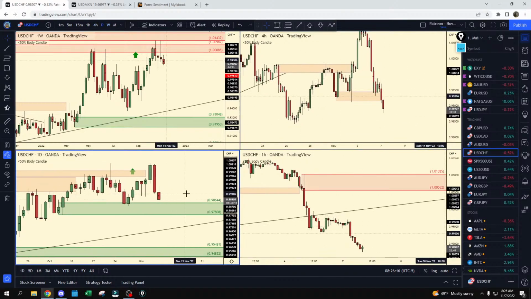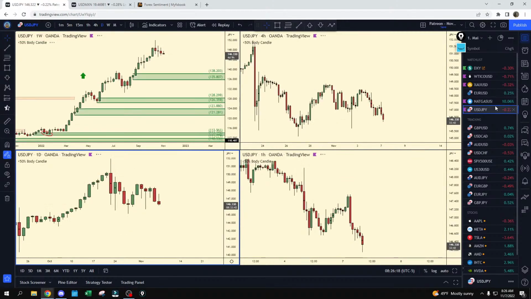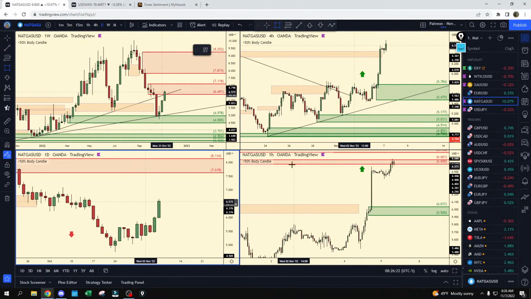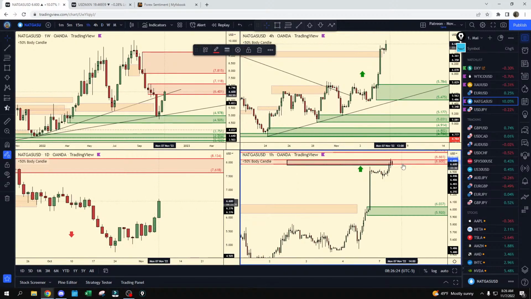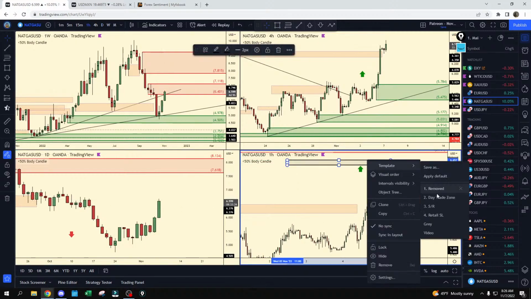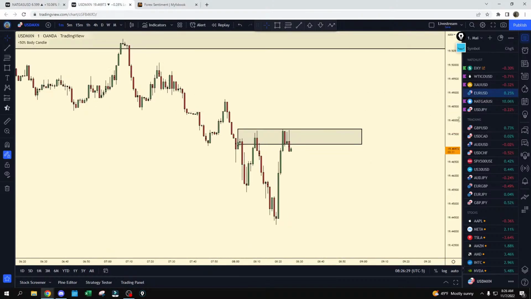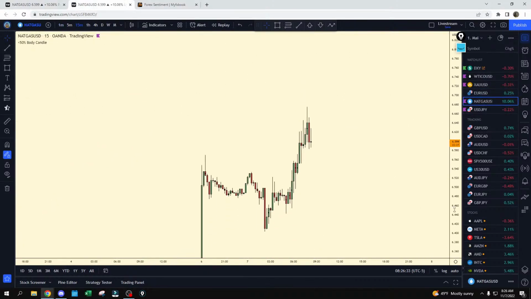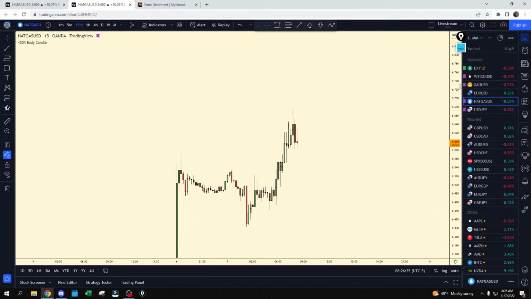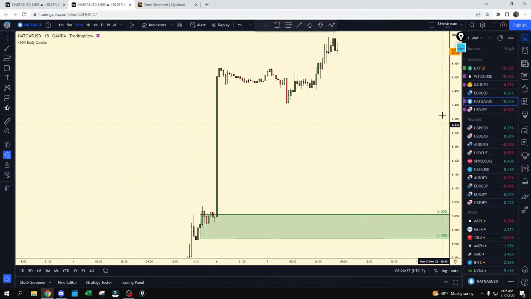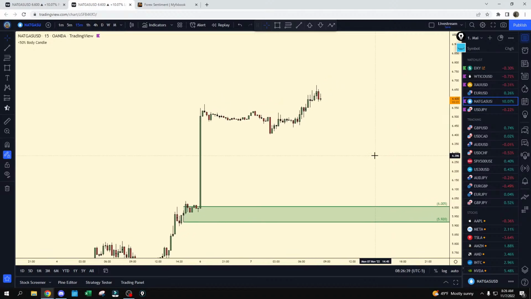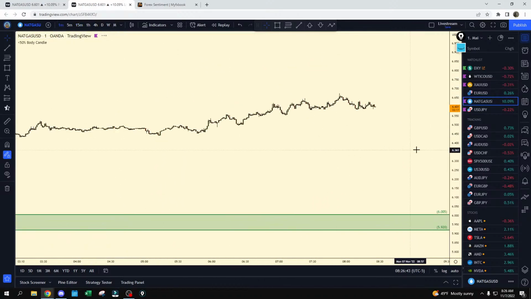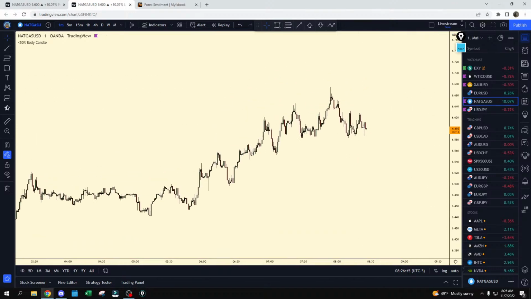USD Swiss not looking great. Natural gas, we are kind of pushing up on natural gas. I do have a zone to update here. Let me go over to natural gas on this chart. I don't know if anybody even trades natural gas. I'm probably wasting my time talking about it. But clearly the momentum is dying down on the lower time frame.